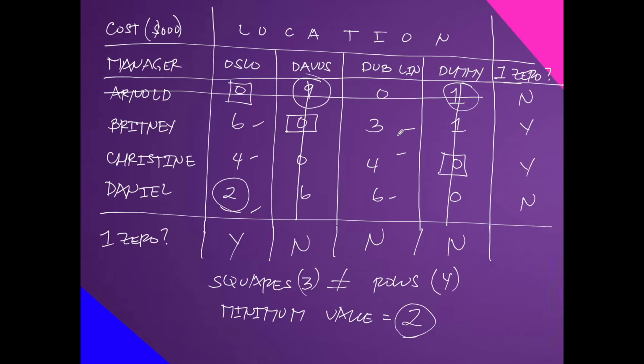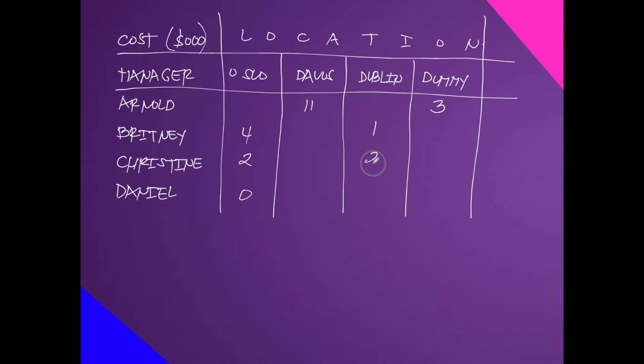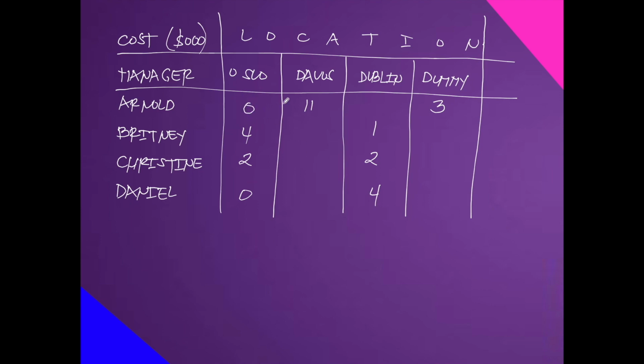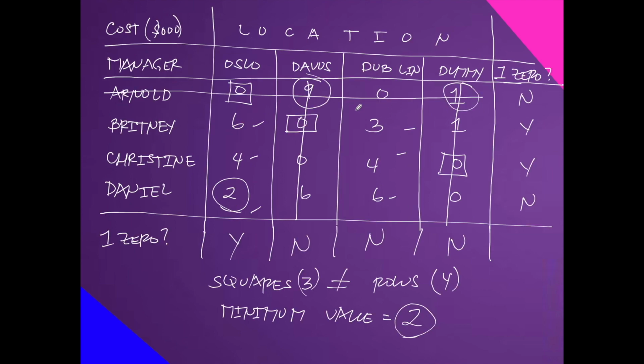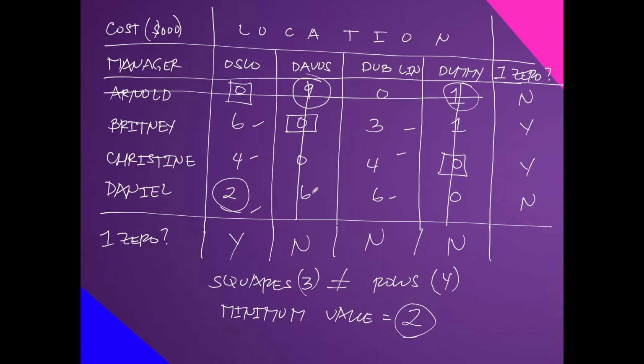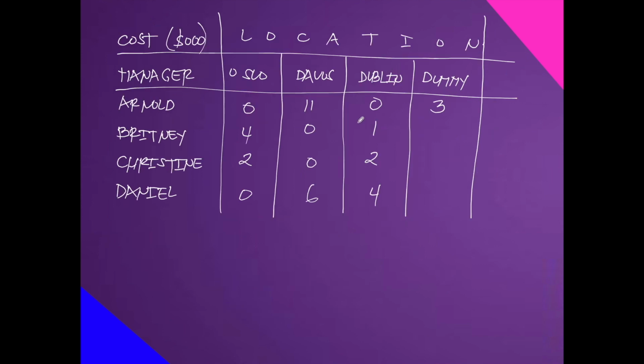Next, what other undeleted cells are there? Here, 3, 4, and 6 minus 2 will be 1, 2, and 4. So, let's write here 1, 2, and 4. And all other cells will remain the same. 0 here, 0 here. 0 and 0. For Davos, 0, 0, 6. For dummy, 1, 0, and 0. So, that's it. We are done with what it asked us to do.